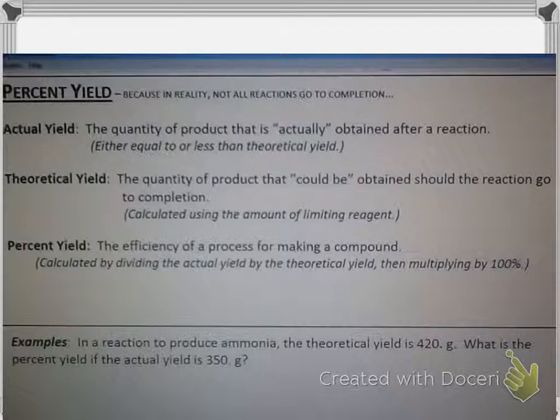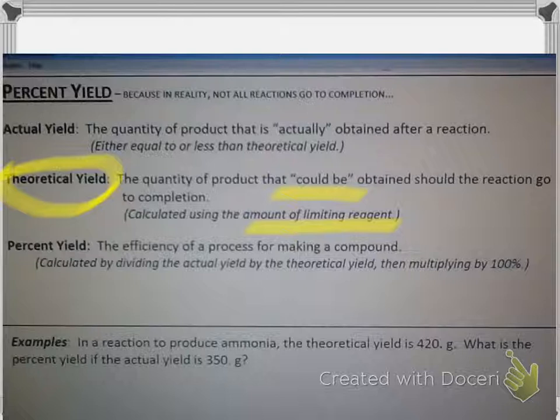Well, you calculate the amount of product from each reagent amount given. The one that gives the least amount of product was your limiting reagent, and that determines how much product you're going to make, because it will be consumed or run out when the reaction is completed. So the amount of product you can make in a chemical reaction, we said from the limiting reagent, was called the theoretical yield. The quantity of product that could be obtained should the reaction go to completion. And we said that was calculated using the quantity of the limiting reagent given, the one in less amount stoichiometrically.